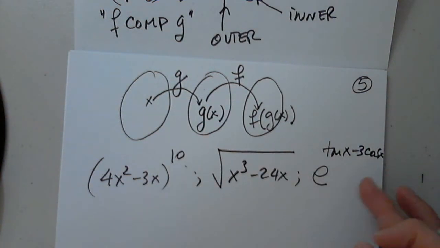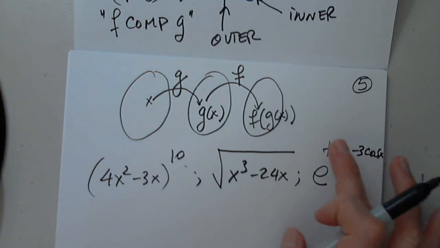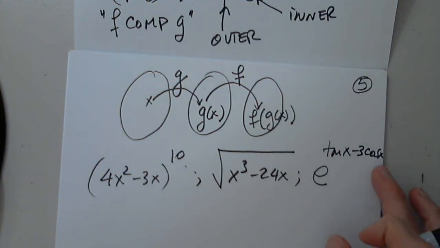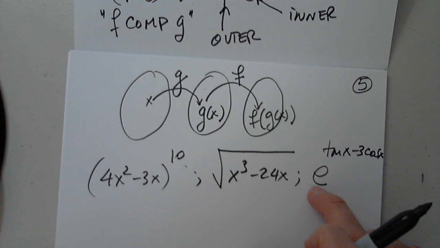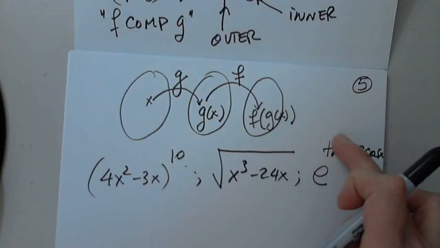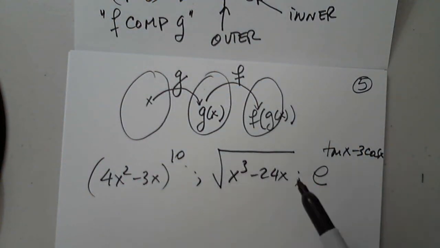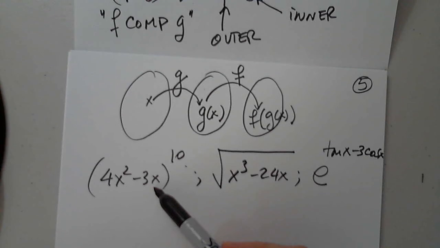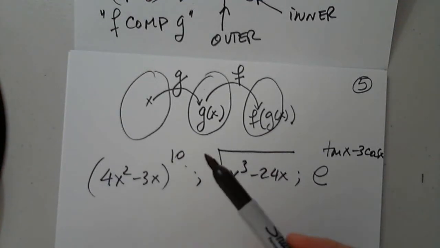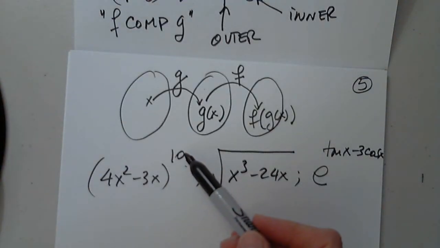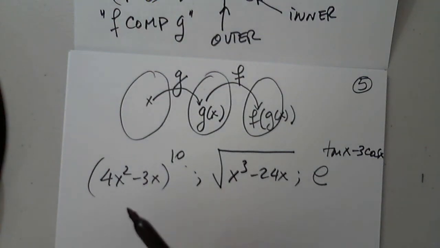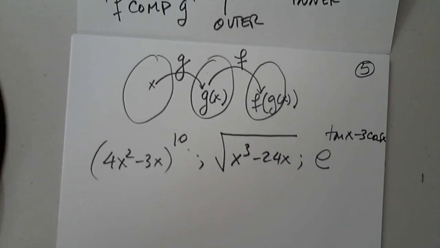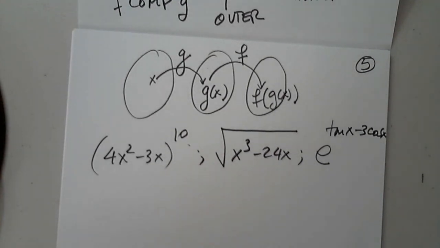This is not a pure exponential function. The inner function is tangent x minus 3 cosine x. The outer function is e to the x. Now, what is the inner here? This is the inner. What is the outer? The square root of x. What is the inner here? This. What is the outer? X to the 10th power. So all these situations are part of what is called the chain rule.